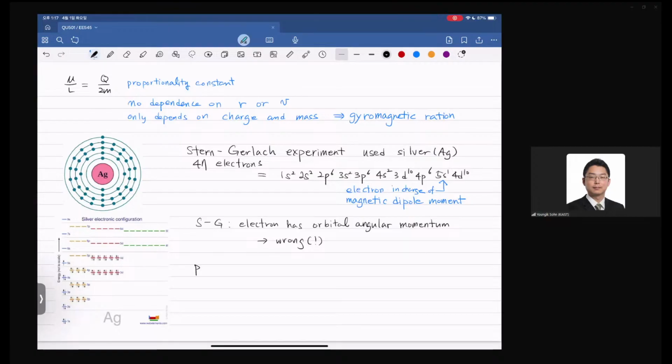So after a lot of research, Pauli figured out the electron has a spin, okay, spin angular momentum. As I mentioned, it's just a metaphor, not really spinning. But we use this metaphor because it gives you a mind picture of how the magnetic dipole moment is being made. So that is correct. It turned out to be correct. It explains all the physics in detail very well. Right. So let's continue.